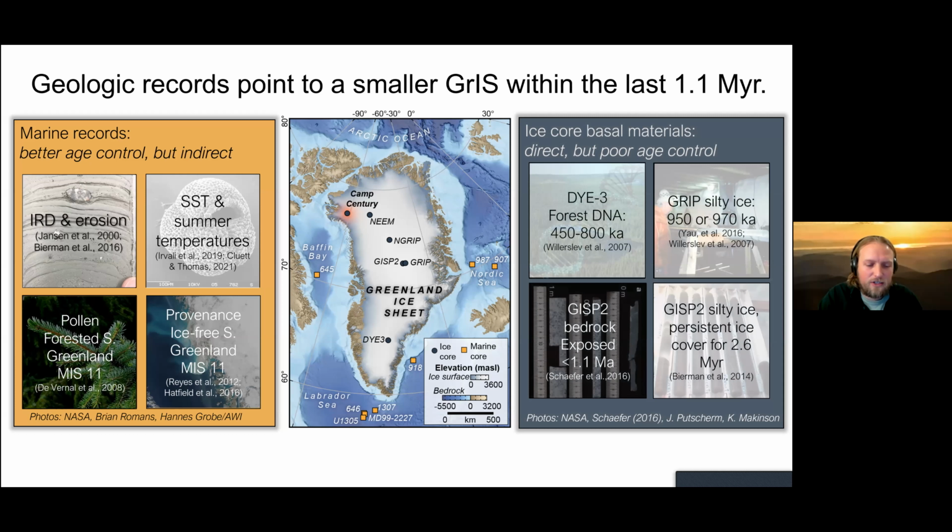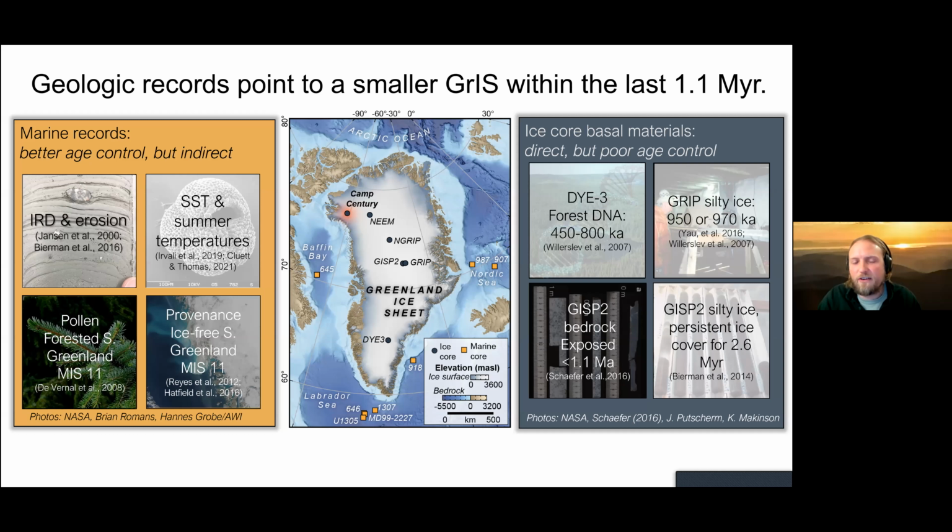The disadvantage to marine records is that they are ultimately indirect measures of former ice sheet extent. We don't know just how small or large the ice sheet was for most marine records. On the other hand, we have ice core basal materials, which can directly record the past presence or absence of the ice sheet at the locations of those ice cores. But it's been really challenging to get good age constraints and interpretations of those ice core basal materials.